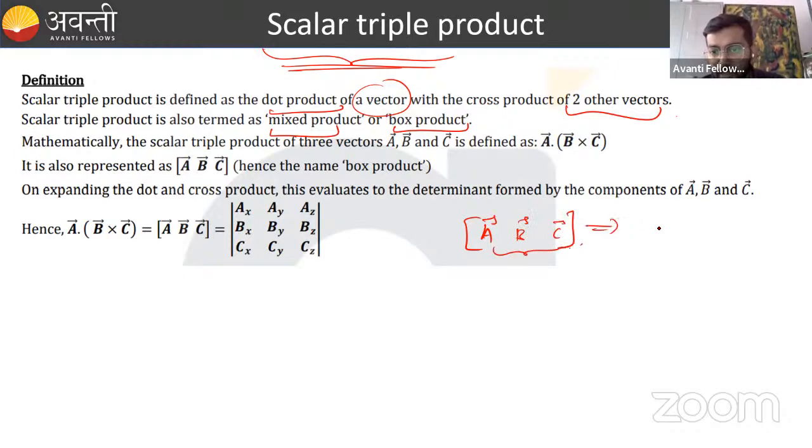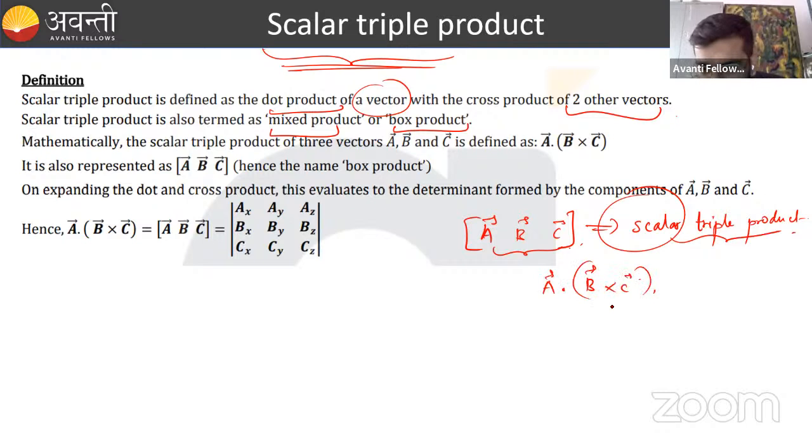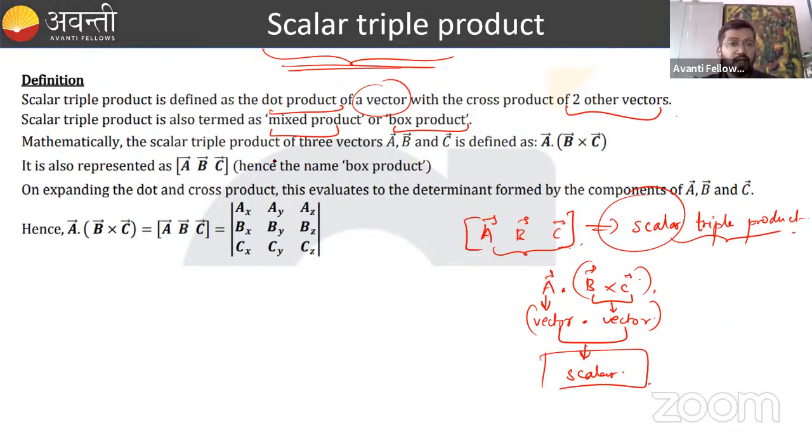this means we are representing the scalar triple product. So why this word scalar? A bar dot B bar cross C bar. B bar cross C bar is a vector, right? So what we are doing here is a dot product of two vectors. So this will give us a scalar, right? We have already seen that dot product results in a scalar quantity.